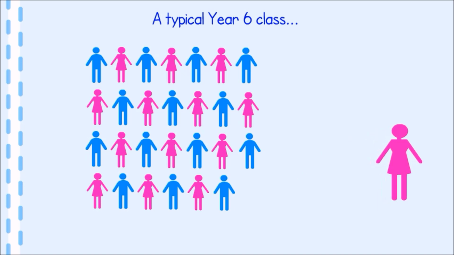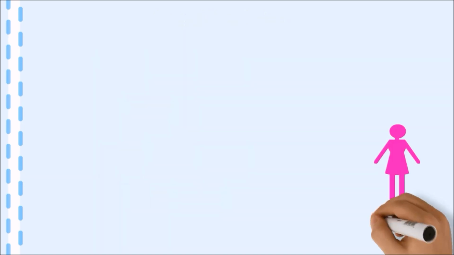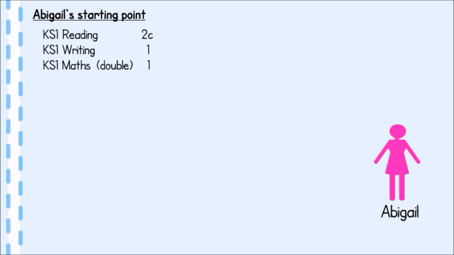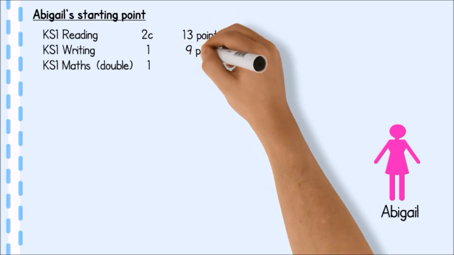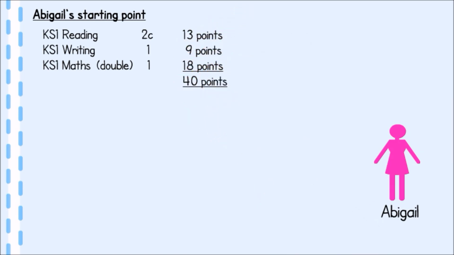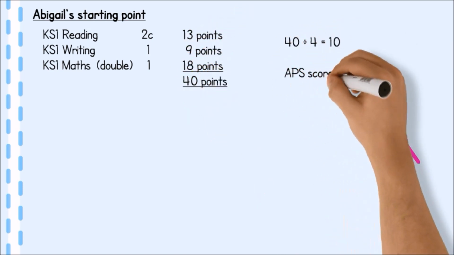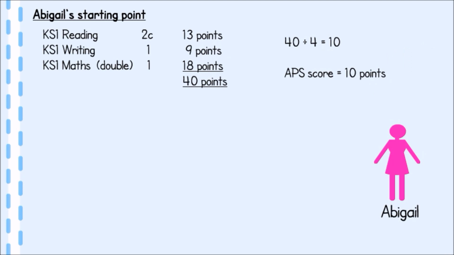Let's take Abigail. Abigail left Key Stage 1 with these results. These results are converted to APS scores, with maths being counted twice to balance the two English subjects. Once this is done, an average point score is found.